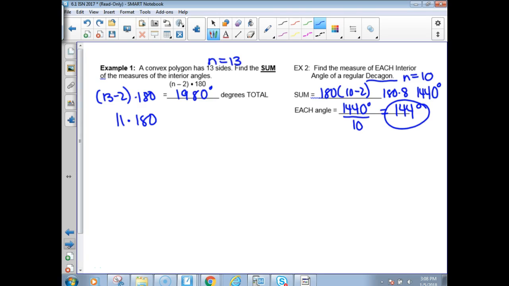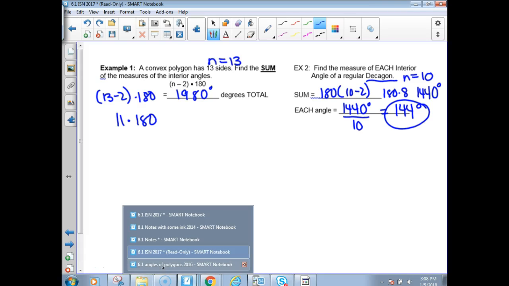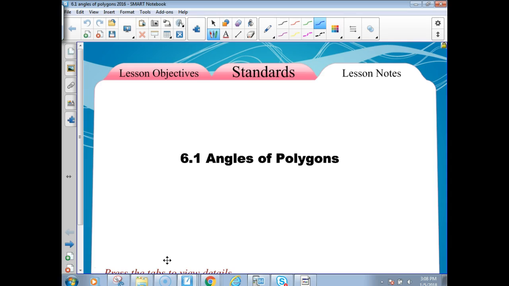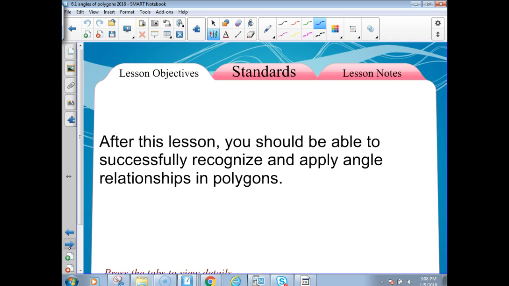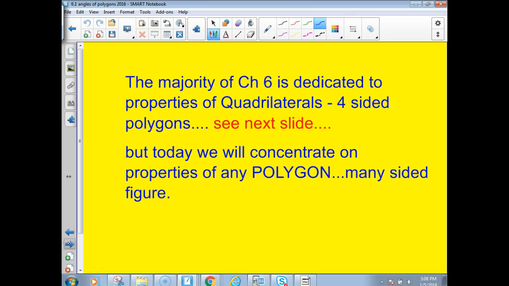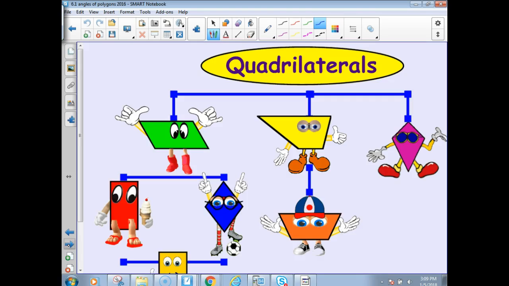I believe that's the last thing on the page, correct? Okay, so now we're jumping to the packet, which is where the work and assignment is. Angles and polygons. There are parts of this that are going to be repetitive, so we'll go kind of quickly in the beginning. All right, the majority of Chapter 6 is dedicated to properties of quadrilaterals, which are four-sided polygons. Today, though, we're concentrating on properties of any polygon. These are the quads we'll be studying. Aren't they cute?